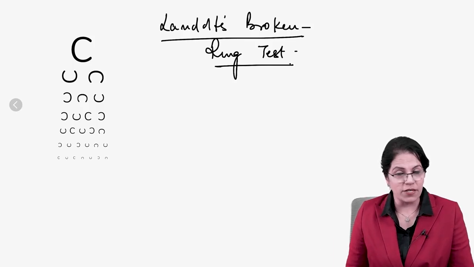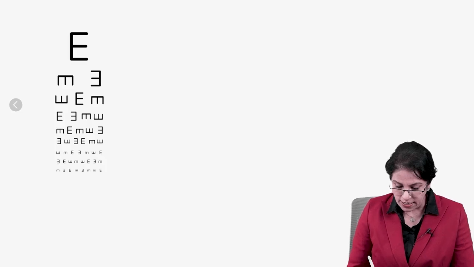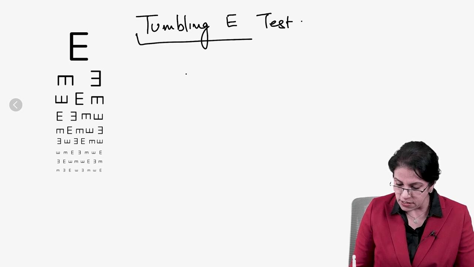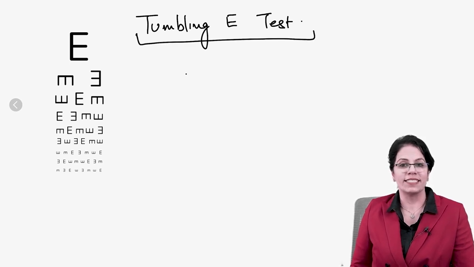Is there anything else we can do? Yes, this is your tumbling E test. Okay, just know the names. This one is the tumbling E test. So these are the charts which can be used for illiterates to assess their visual acuity.